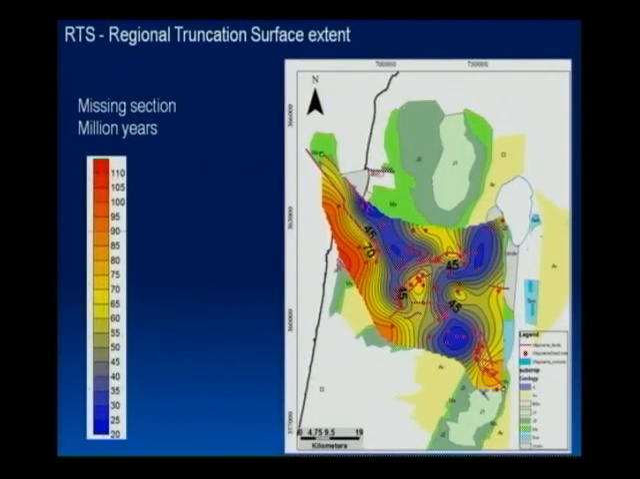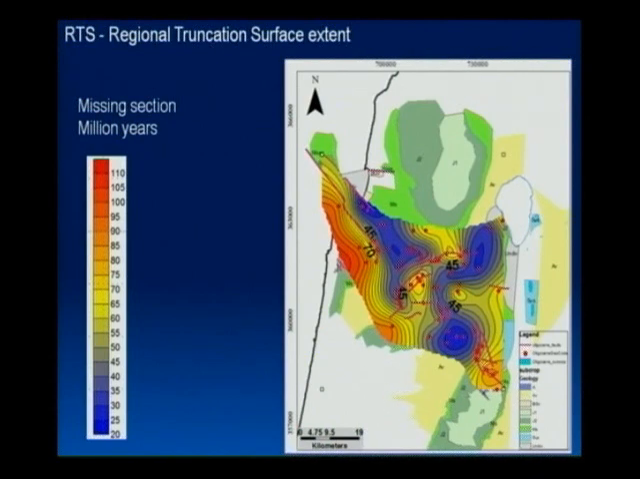If we look at the time that is missing in the geological record, using million years, we see that the blue areas are areas that suffered less from truncation, meaning 20, 30 million years are missing, as opposed to yellow and red areas that suffered more from the truncation. And this was done from a grid of these information points in red. Each point had the youngest unit below and the oldest unit above the truncation surface, and then the interval, the missing time, was extracted.